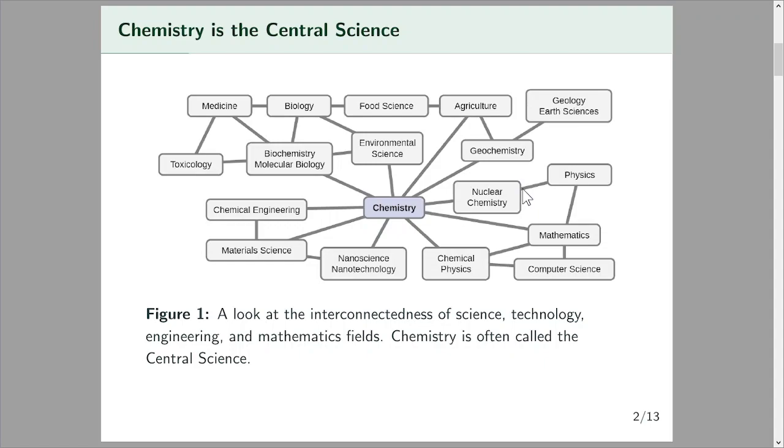Chemistry is involved in nuclear chemistry and physics. There's certainly mathematics, computer science, all sorts of things, nanotechnologies. All these microchips are made using understanding of the chemistries of semiconductors, things like that. So we often call chemistry the central science.